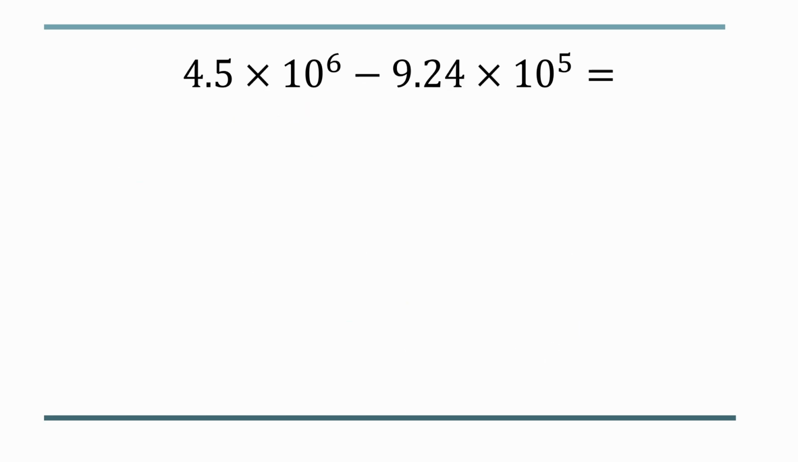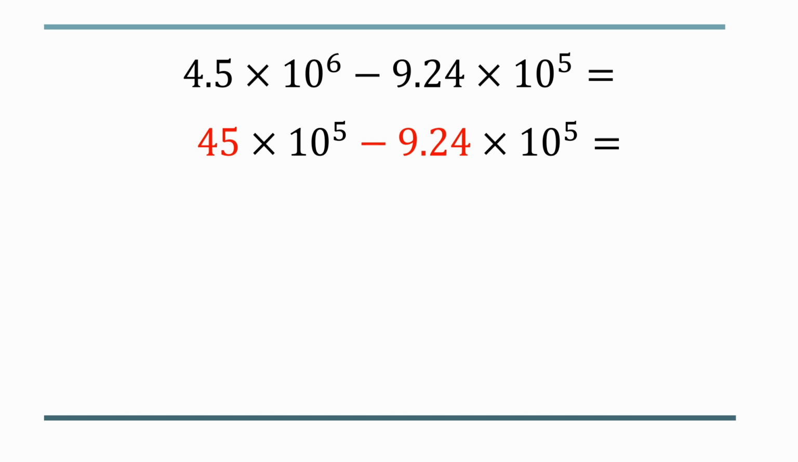Let's work out the difference of these two numbers written in standard form. First step is to make the indices of the powers of 10 the same. Let's make all of them 5. Let's move the decimal point of 4.5 to the right once. This will make the number larger. 4.5 is now 45. To compensate, we reduce the index of the power of 10 by 1. 10 to the power of 6 becomes 10 to the power of 5.